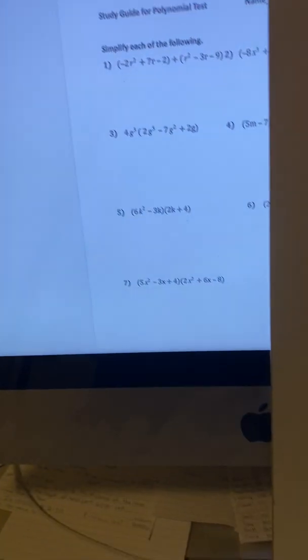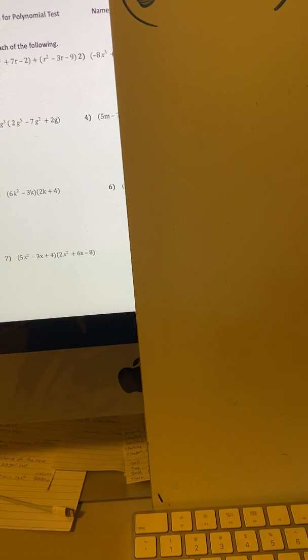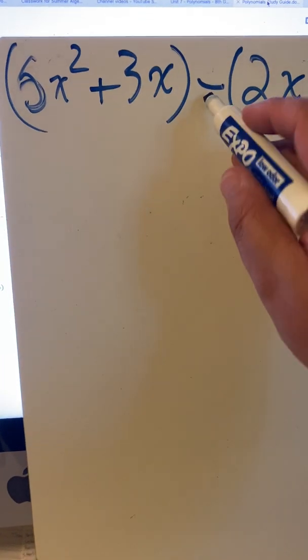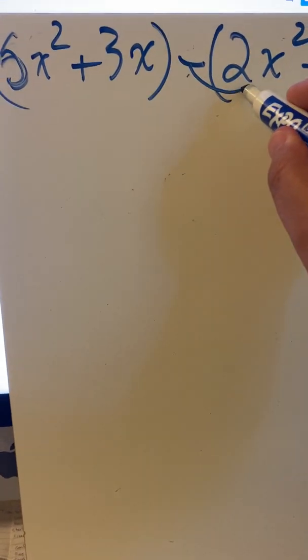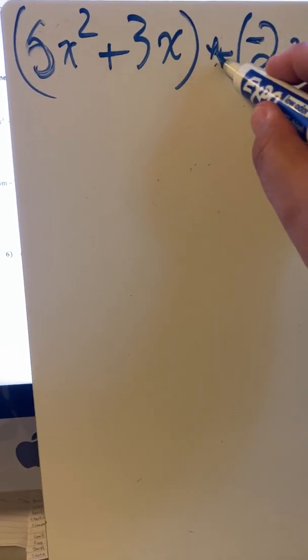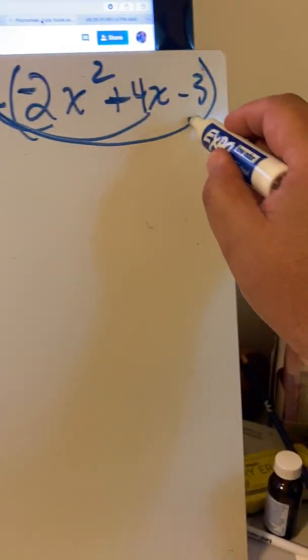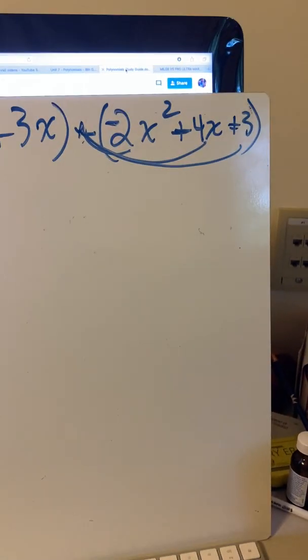So let me make up a problem where I've got, let's say, 5x to the 2nd plus 3x minus 2x to the 2nd minus 4x minus 3. Okay, I like using the distributive method here. I do this. The negative goes to this, it makes it a negative 2x. The negative goes here, it makes it a positive 4. The negative goes to there, it makes it a positive 3.